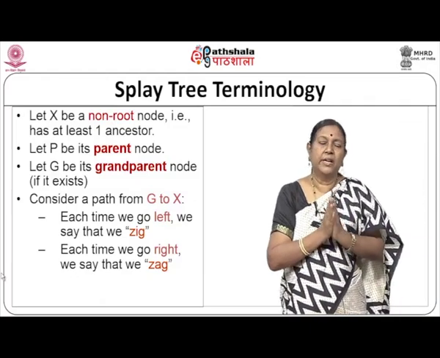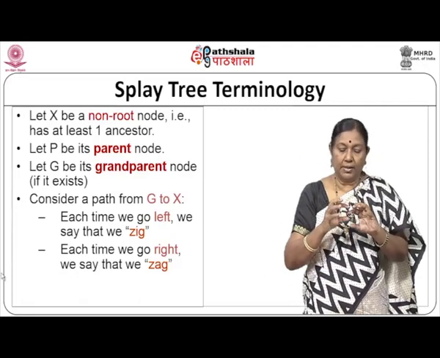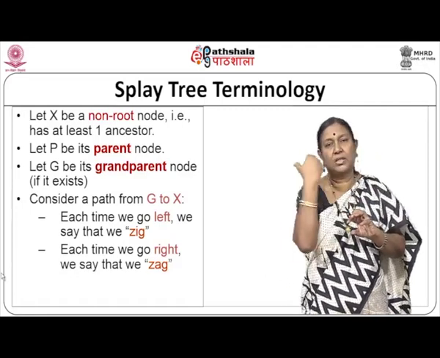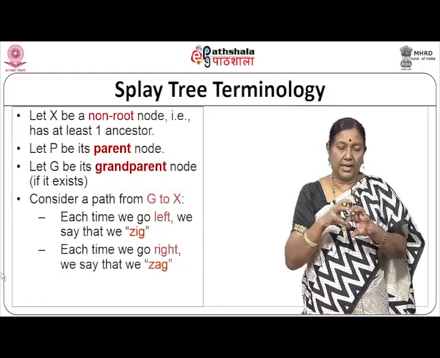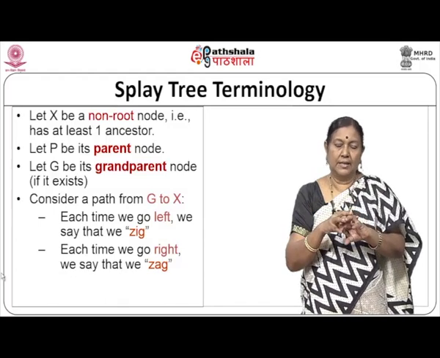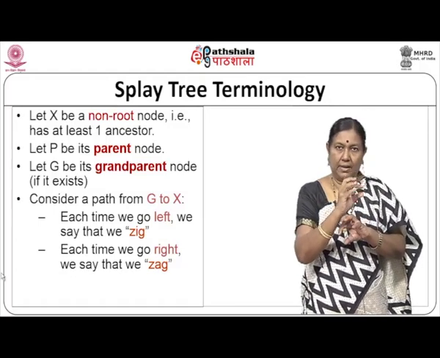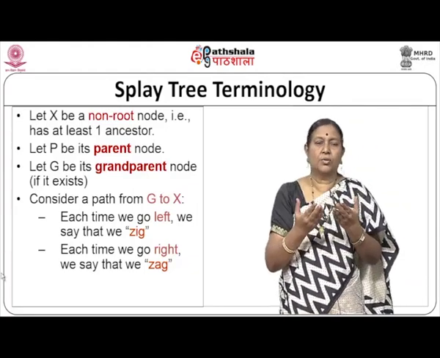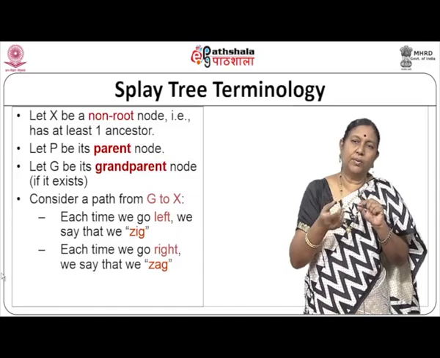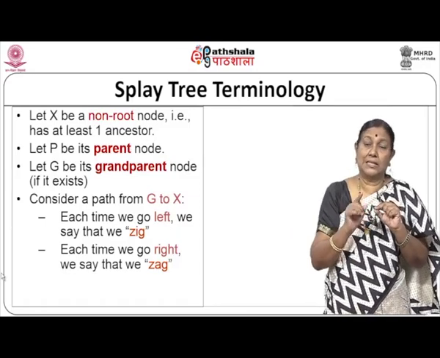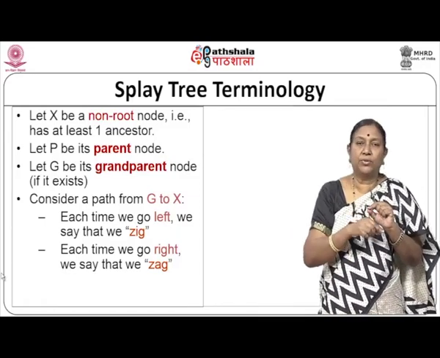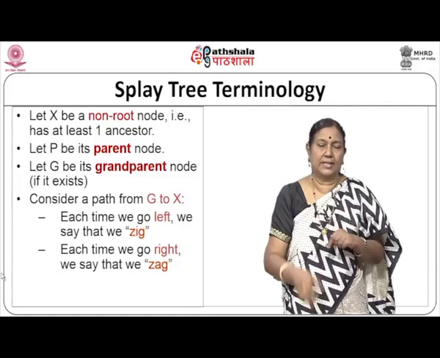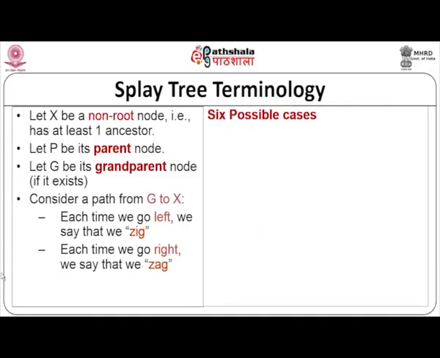So, what do we have? We have x. Remember, our aim is to move x to the root as far as possible. You have an x, and that x has a parent p and a grandparent. x may be on the left or the right. Every time we go left, we call it a zig, and every time we go right, we call it a zag. So, there are 6 possible cases that you can have. What are the 6 possible cases?